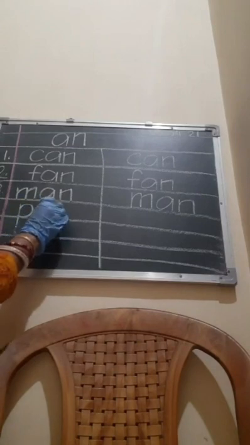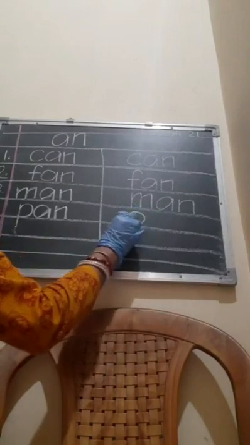Can you recall? Yes, right. Pan. Sorry. Pan. Pop and pan. P-A-N. Pan. Those who have finished writing, you can clap and say, and pan, P-A-N, pan, right. Pop and pan, P-A-N, pan.